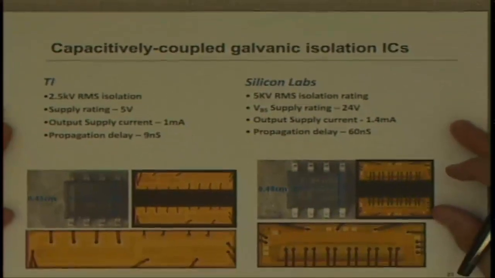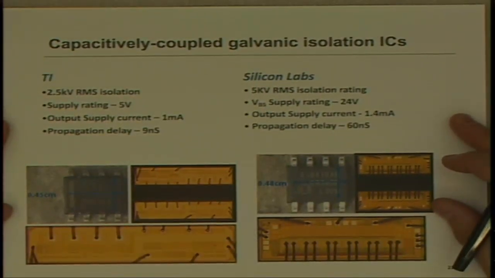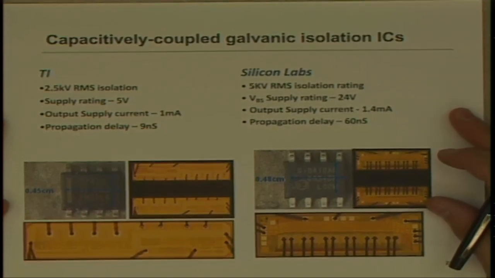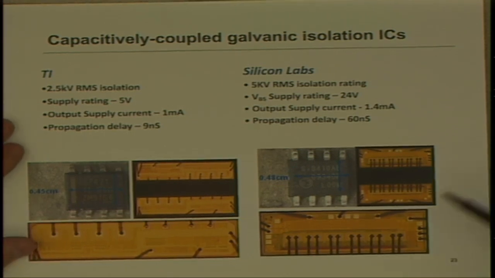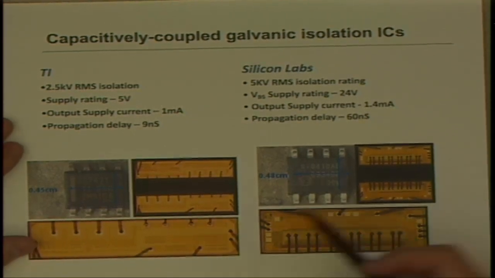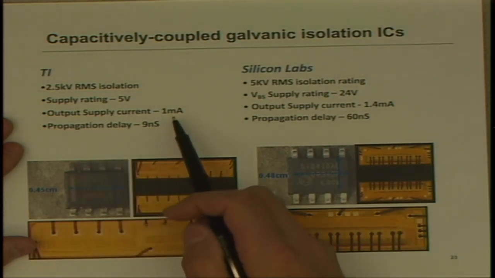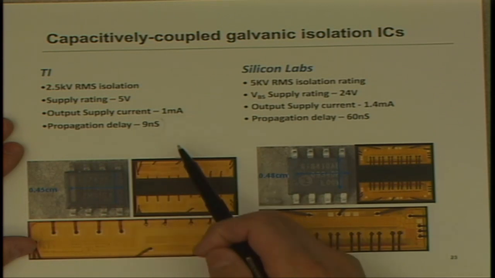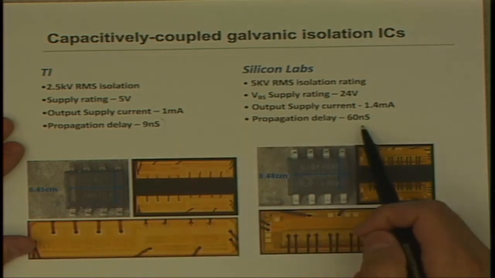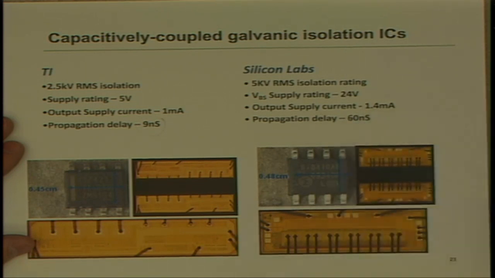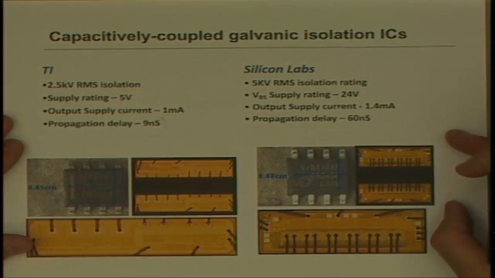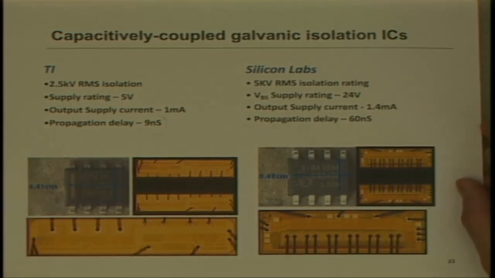One other technology is capacitively coupled. It seems a bit counterintuitive that, given the high dV/dts and the transients and all that, you can actually get signals with integrity across a capacitor, but these work quite well, and they're very fast. Look at this propagation delay. This is a lower voltage device, but a 9 nanosecond prop delay is extraordinary. And Silicon Labs as well, they have devices down, I think, as low as 10 nanoseconds. So these are all good technologies for isolated gate drive.